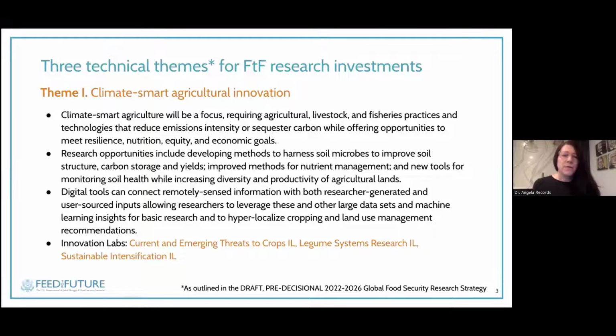So this broad category of research is around identifying practices and technologies that reduce emissions, sequester carbon, and all of these things while offering opportunities to meet our broad resilience, nutrition, equity, and economic goals. So examples of opportunities in this space include harnessing soil microbes to improve soil structure, and digital tools that can connect remotely sensed information with researcher generated and user sourced inputs. There's a range of ideas that can fall under this category of research themes.